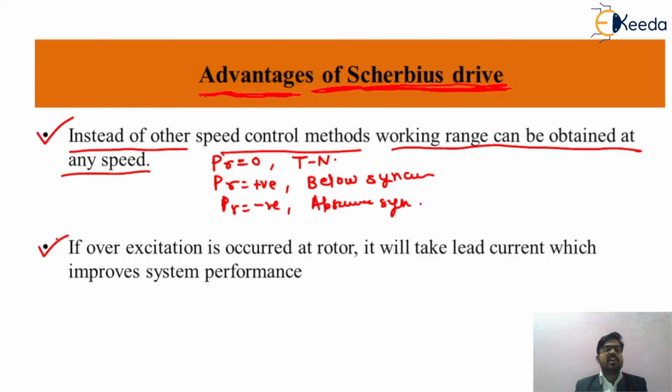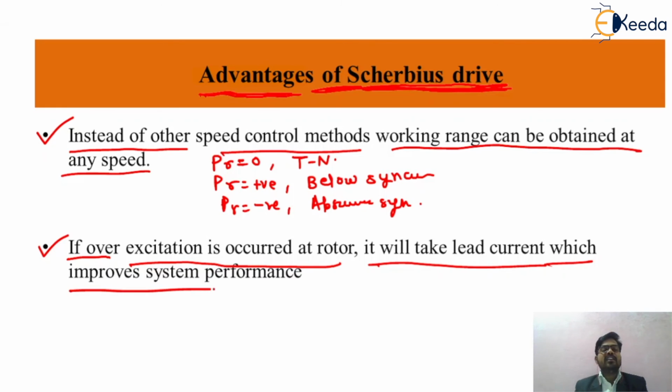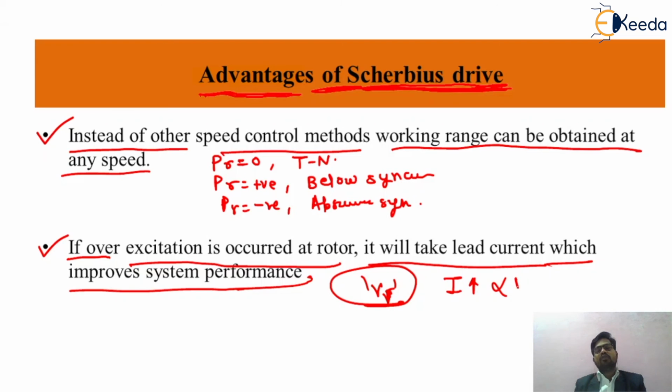Then the second advantage of the static Scherbius drive is that if we are using over excitation control in the rotor circuit, it will lead the current. If the current is leading, the system performance will be better, because we are injecting the voltage, VR, into the rotor circuit, so the current will be larger. According to Ohm's law, current is directly proportional to voltage. So if we increase the voltage, the current will increase.